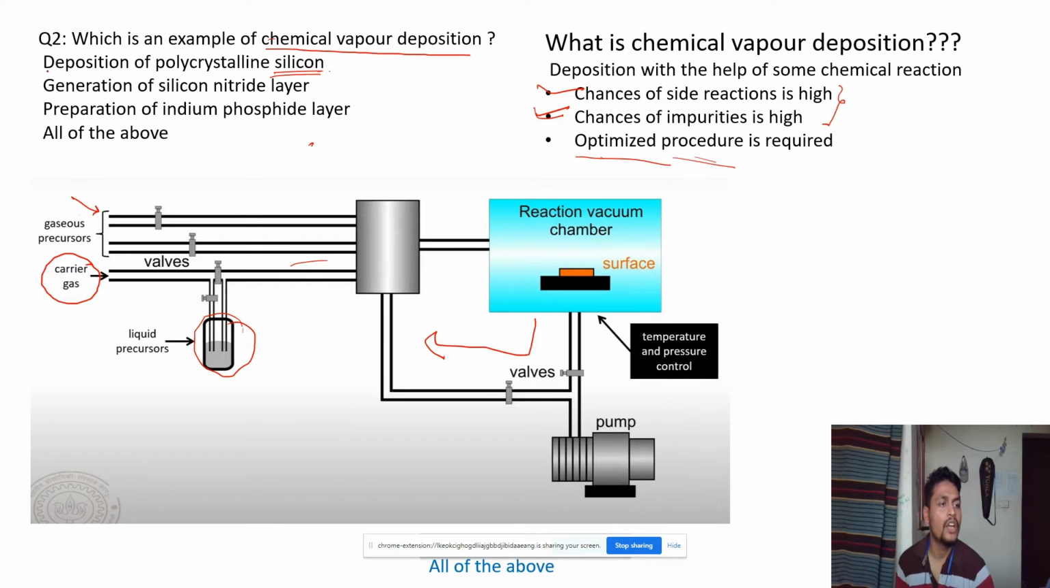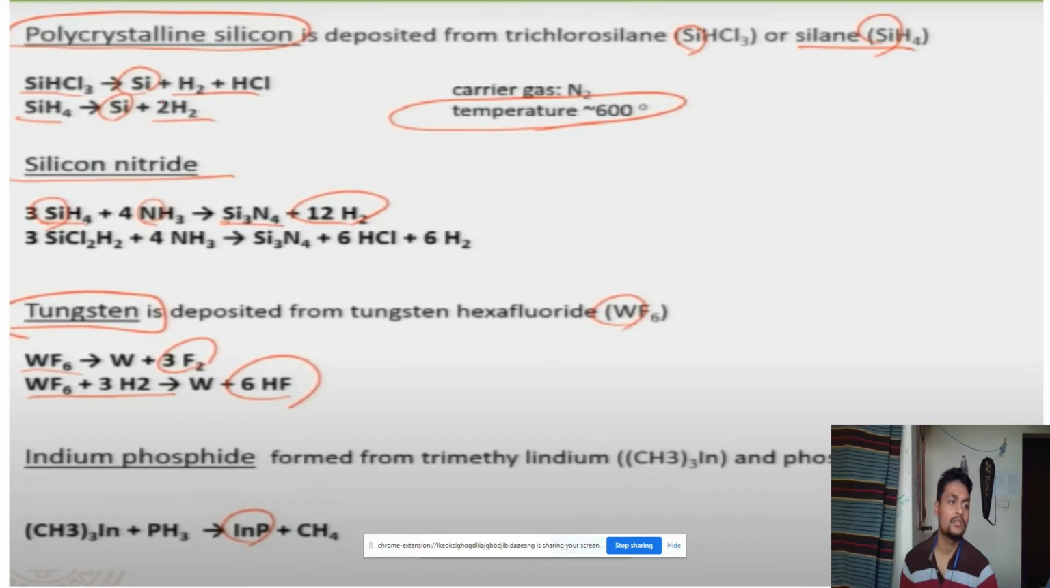Now that is given in this example of chemical vapor deposition. You can see silicon, silicon nitride, indium phosphide. All these things were discussed at the very start of chemical vapor deposition. I have given the slide. So how do we get a polycrystalline silicon surface deposited? We can take silane or trichlorosilane, and just by increasing the temperature, one can deposit this silicon, right? Obviously this is with the help of some chemical reaction. So this is an example of chemical vapor deposition.